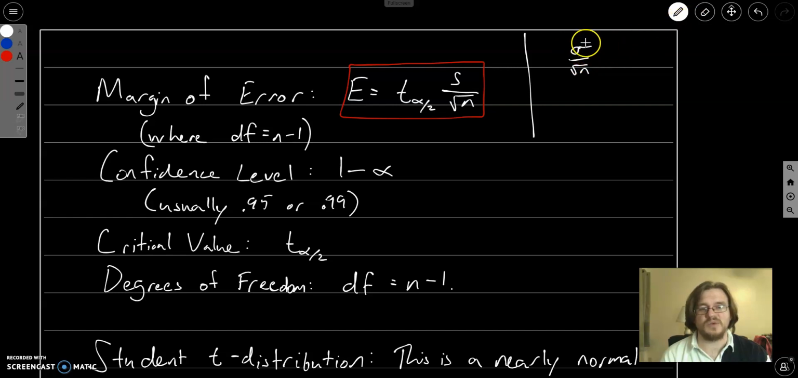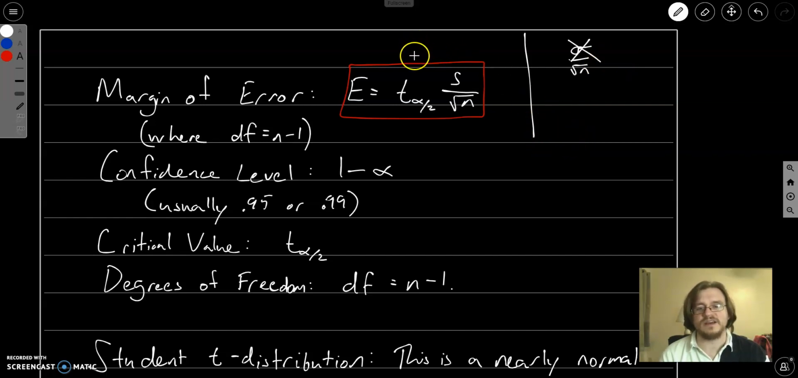So we don't know sigma here. So we'll just have to use our best guess, which is going to be S, which is our sample standard deviation. So again, we can't use the population standard deviation, we can only use our sample standard deviation. And because sample standard deviations are not perfect estimators of the population, they are biased estimators, we have to compensate for that a little bit.